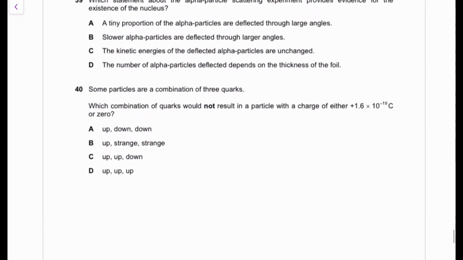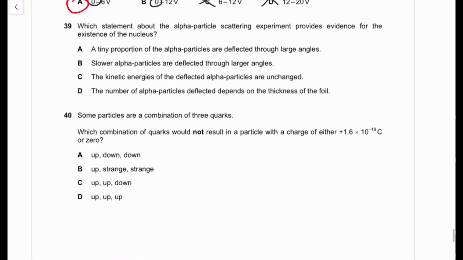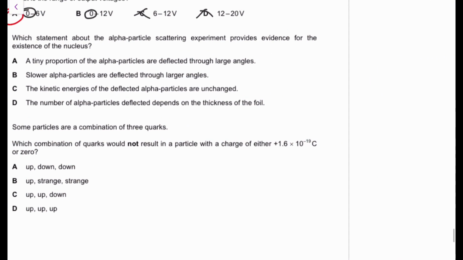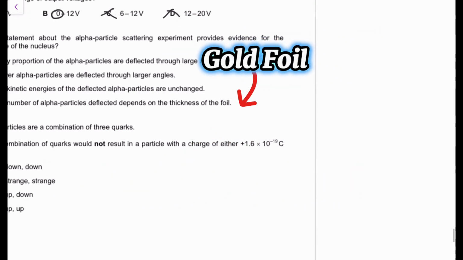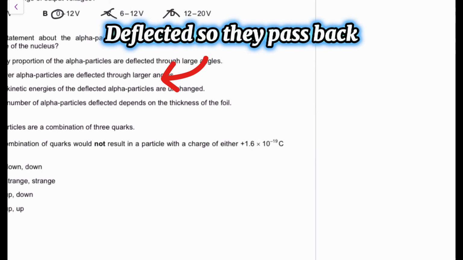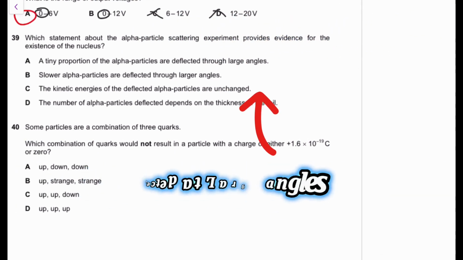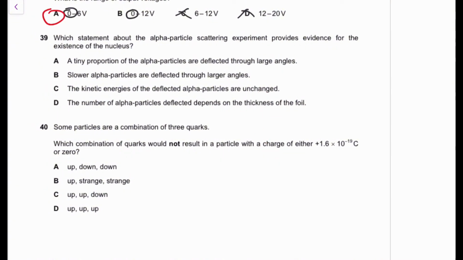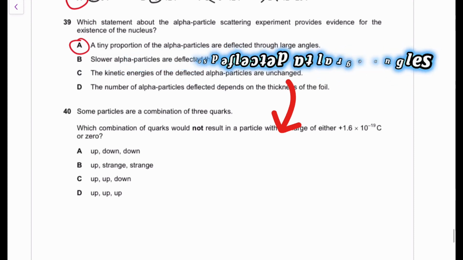Question 39. Restatement about the alpha scattering experiment provides evidence for the existence of the nucleus. Okay, so for the alpha scattering experiment, you're going to scatter alpha particles and you're going to detect them when they pass through a gold foil, right? Some are going to be deflected, others are going to be passing back, and others are going to be deflected at very large angles. So the mere fact that a tiny proportion of the particles are deflected through large angles gives us evidence for the alpha scattering experiment. So the answer is going to be A.